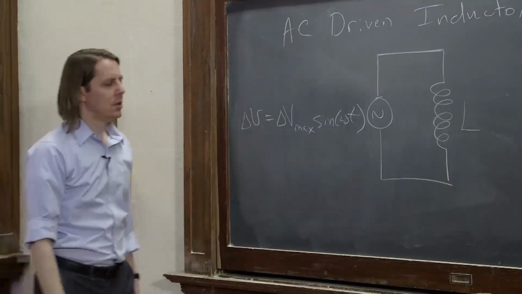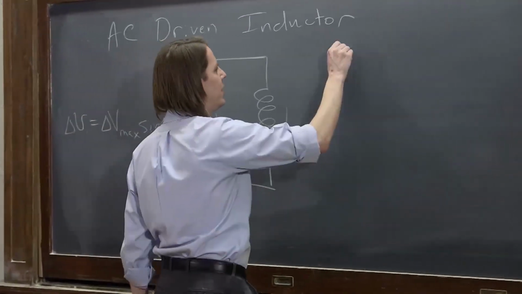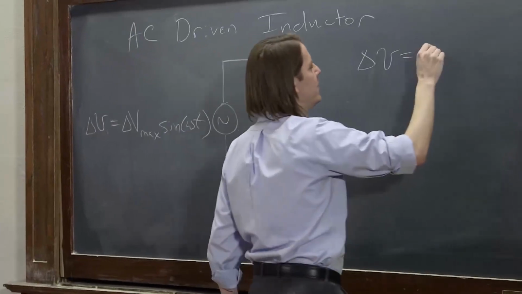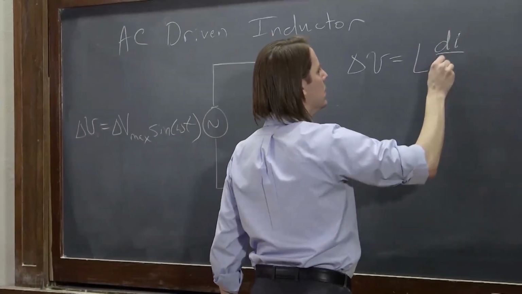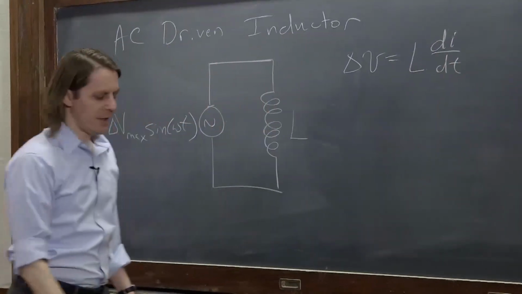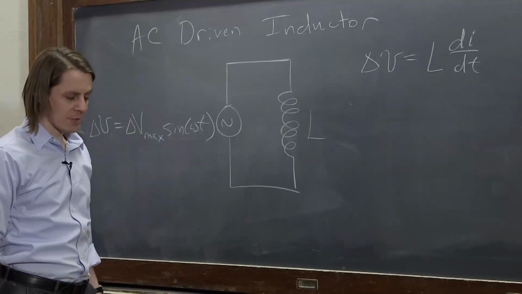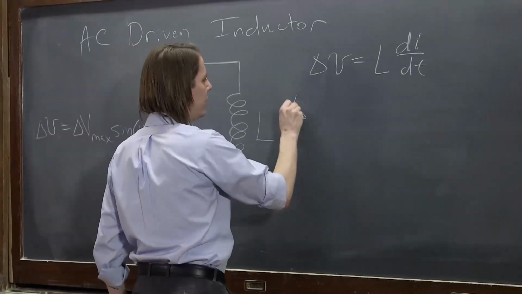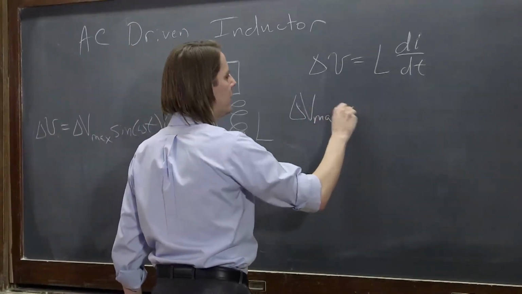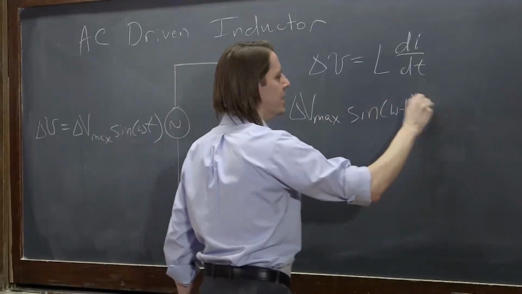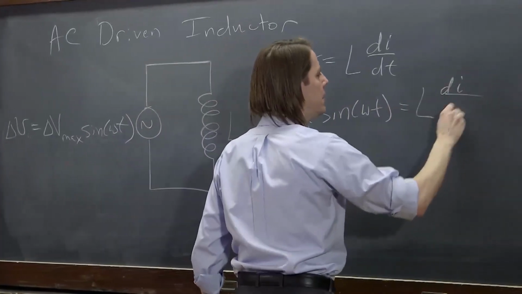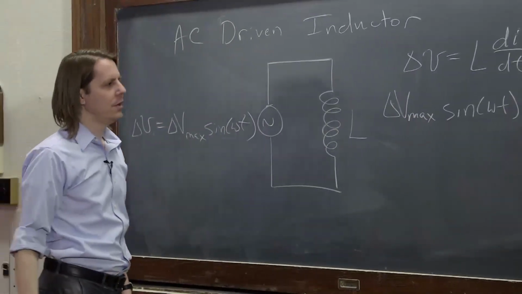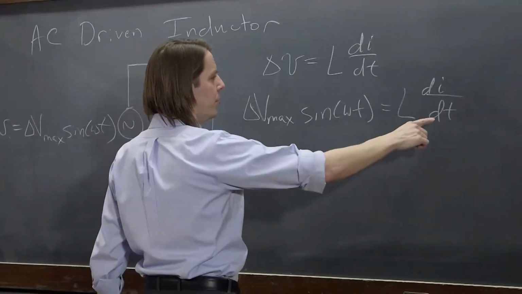what's going to happen? Well, let's not get into it too much. Let's say delta V, the voltage across, has to be across the inductor, so it has to be equal to L di dt, according to the freshman textbook. And then we start plugging in, solving for things. This is, of course, delta V max sine omega t equals L di dt. And to solve this one for the current, you always want to get to the current, you're going to need to do an integral. So let's see.